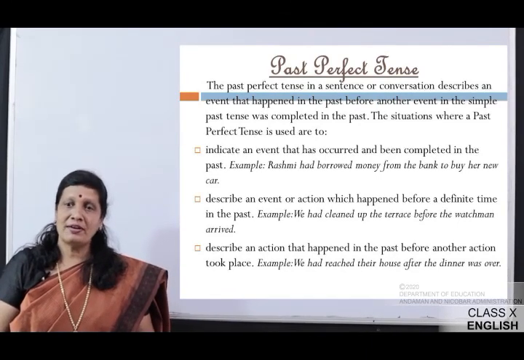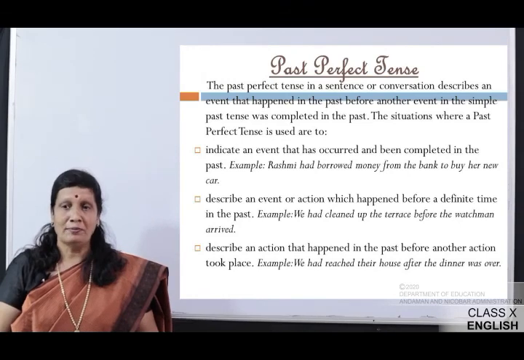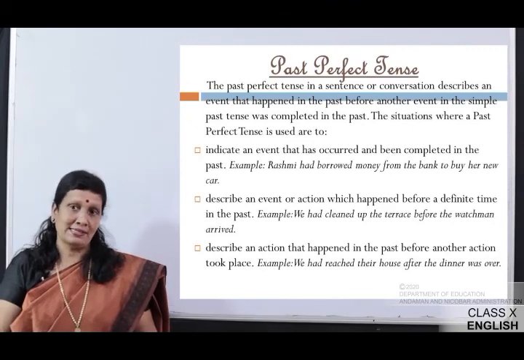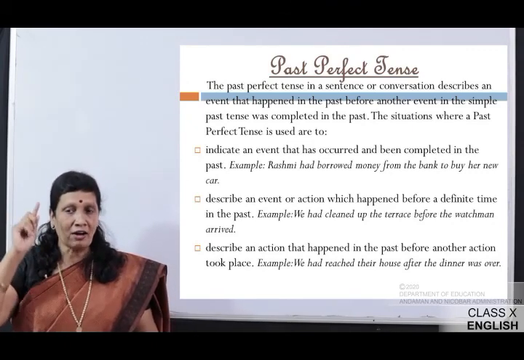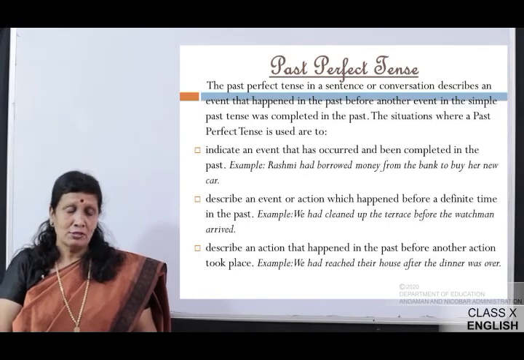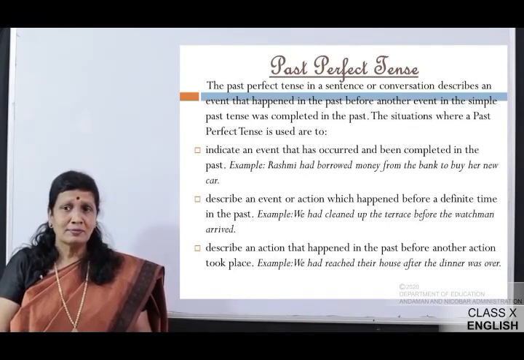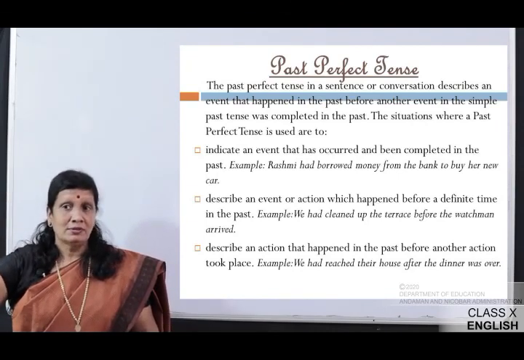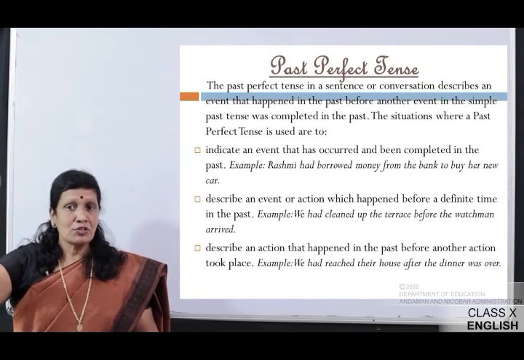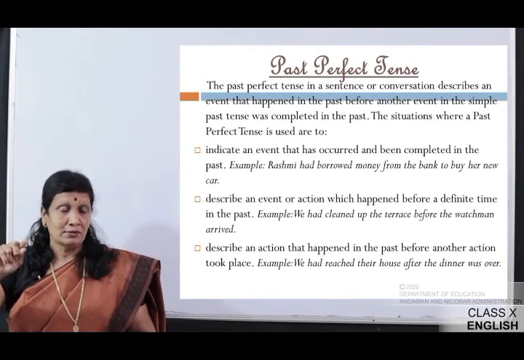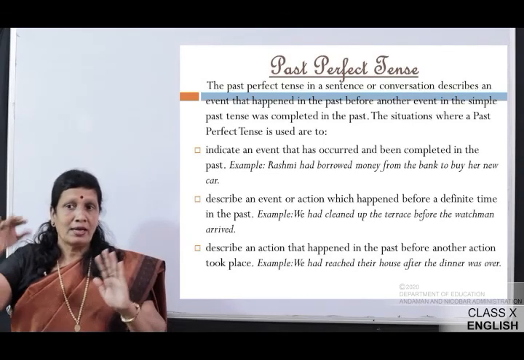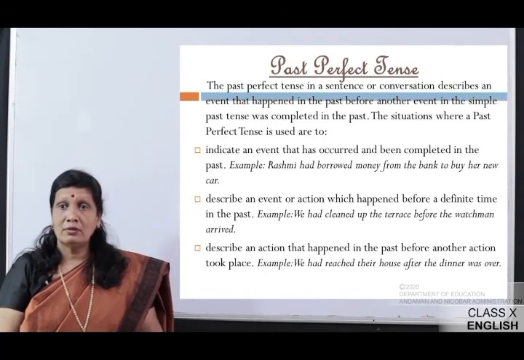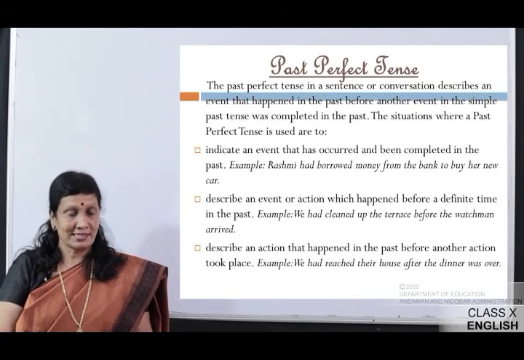Now look at the example. We had reached their house after the dinner was over. This describes an action that happened in the past before another action took place. Again, we had reached their house after the dinner was over. So which action took place first? The dinner was over, but we had reached after. They finished their dinner, and then we had reached. So I hope the past perfect tense is clear to you.